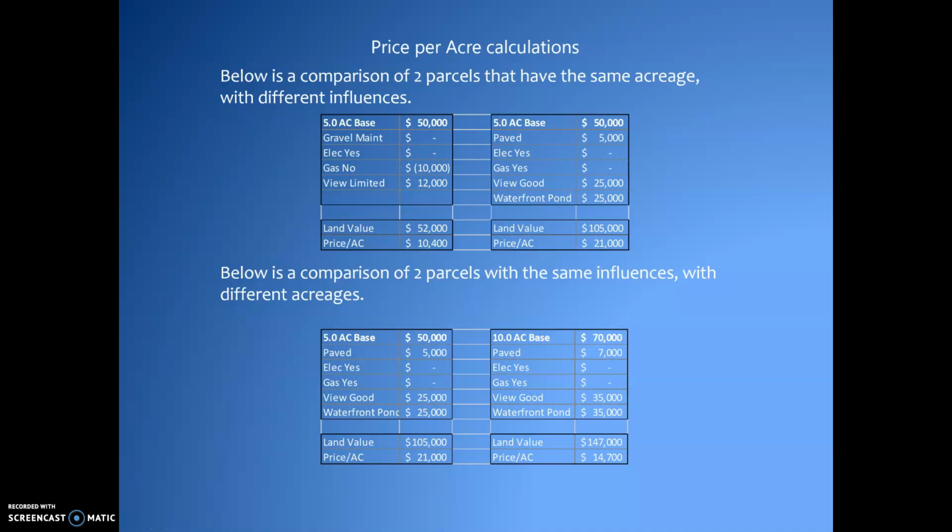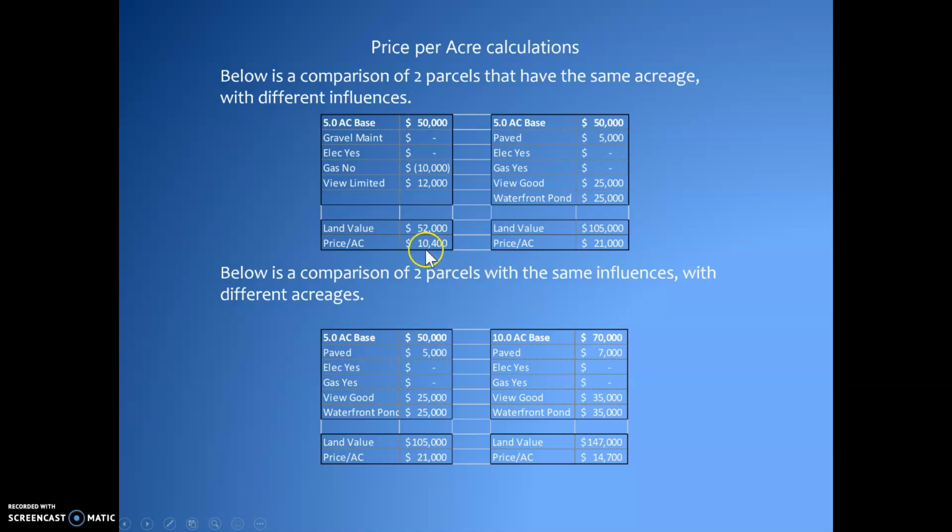So here is a comparison of two parcels that have the same acreage with different influences. You can see here we have 5 acres and 5 acres, both with a base rate of 50,000. And then you can see the influences as I've listed them here. So for our first parcel, our total value is 52,000. And for our second parcel, it's 105,000.